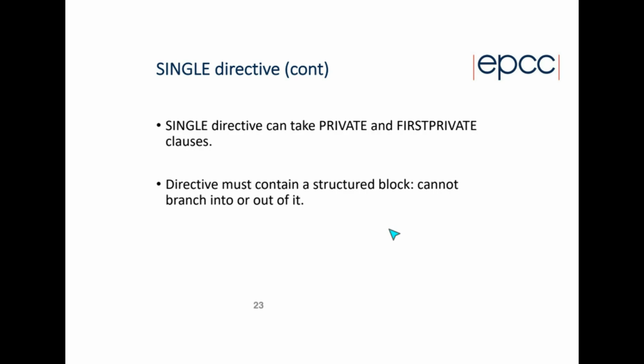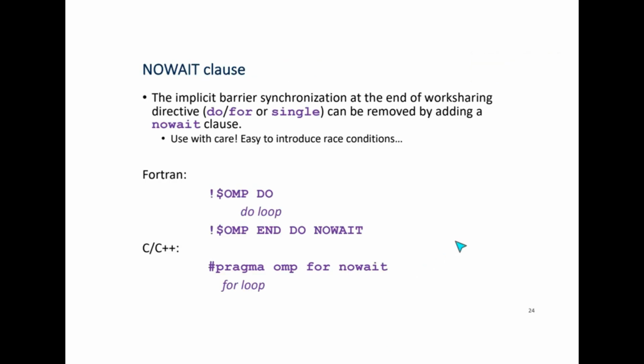Okay. Yes, you can have private and firstprivate variables on single constructs, so it's not unusual to require it. And again, like most things, it has to be a structured block. You can't branch in or out of it.